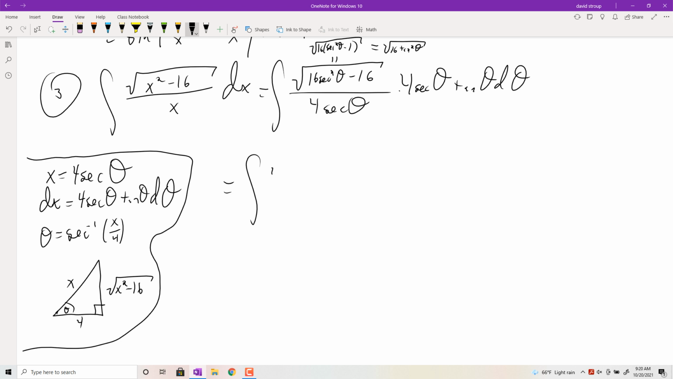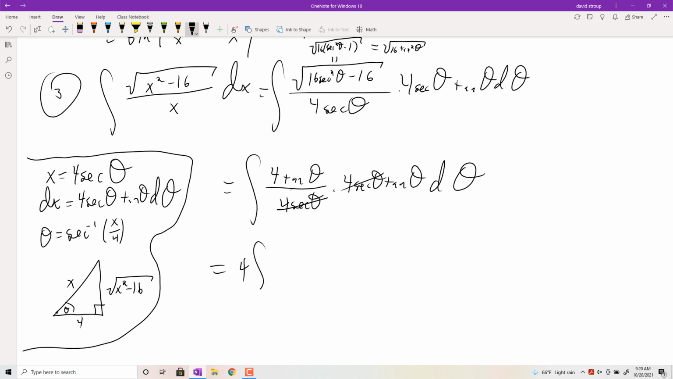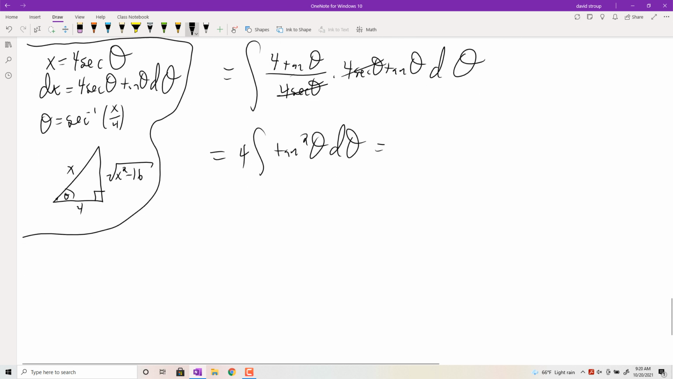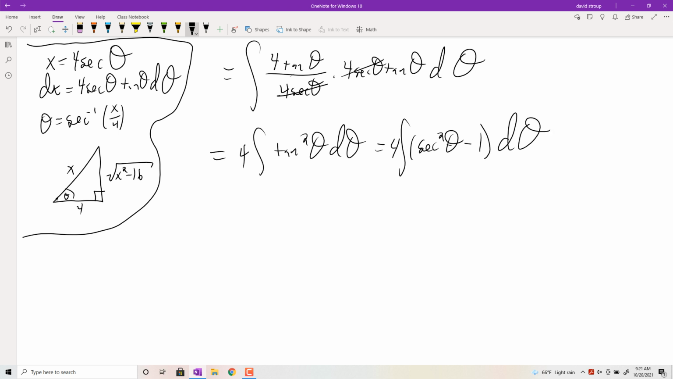Then taking the square root of that, I'll have 4 tan theta all over 4 secant theta times 4 secant theta tan theta d theta. And of course our 4 secant thetas cancel, factor out 4, you get the integral of tan squared theta. From our trigonometric section on trig integrals, the way you work with tan squared is to just replace it with secant squared minus 1. So secant squared theta minus 1 d theta.